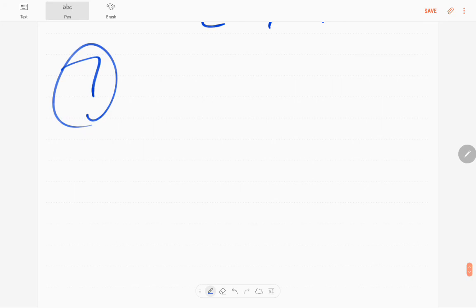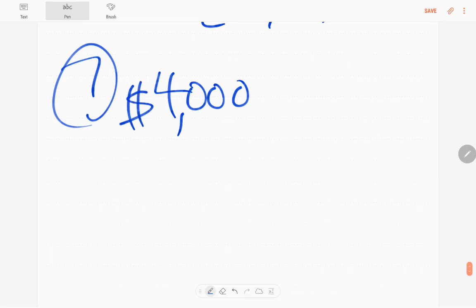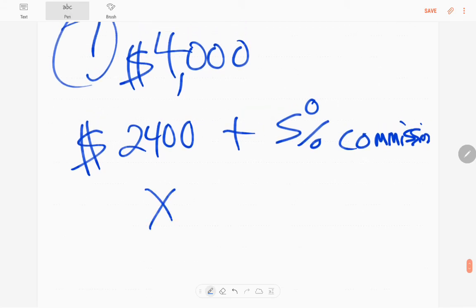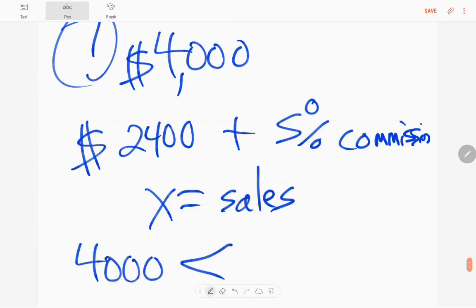Deb Cook is given a choice of 2 positions, one paying $4,000 per month and the other paying $2,400 per month plus a 5% commission. What amount must she sell in a month for the second position to be more profitable? So on this one, you want to let X be the sales, the number of dollars in sales, and you want the second one to be more profitable. So this is what you would set up.